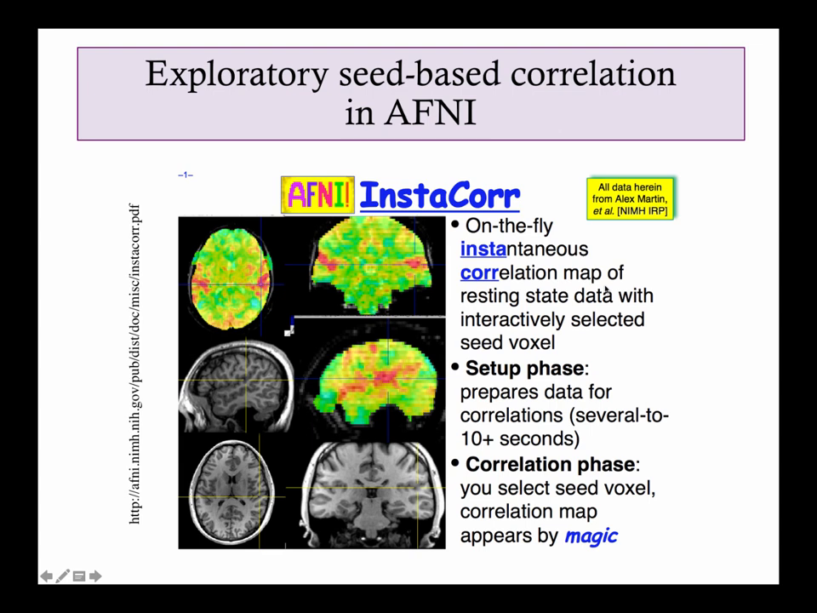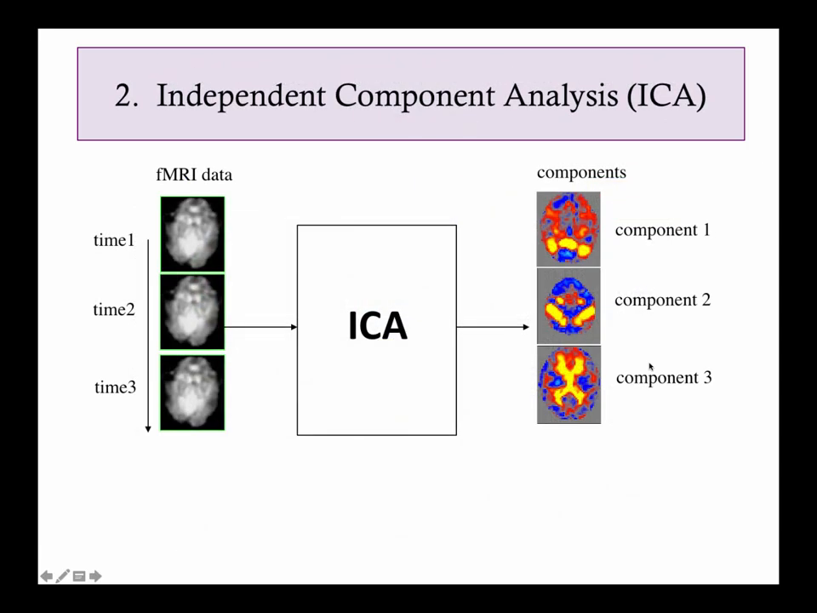And as I mentioned, this analysis can really be implemented in any kind of software that'll do linear regression. But here, our AFNI friends have made a very fun and interactive program called InstaCorr, where you can click on a voxel and it'll show you the correlation map across the whole brain. So this could be very useful for exploratory analysis.